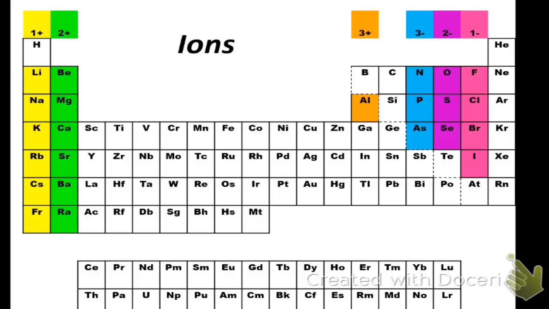Aluminum is the only one in that column that you actually know the charge of. It's a 3 plus. Nitrogen, phosphorus, and arsenic, 3 minus. Oxygen, sulfur, and selenium, 2 minus. Fluorine, chlorine, bromine, and iodine, 1 minus.